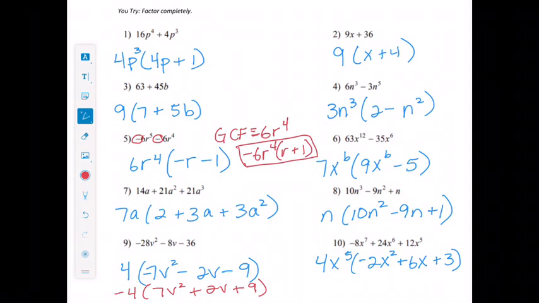So now that you've checked all your answers, hopefully you have a good grasp of factoring polynomials using the greatest common factor.